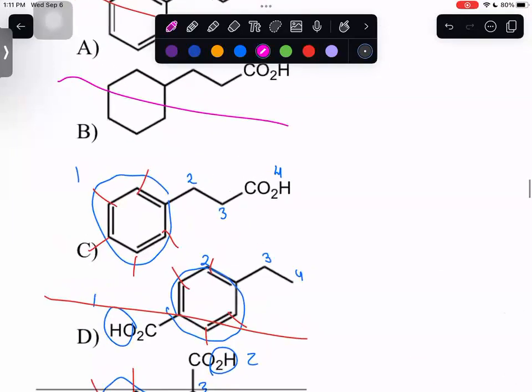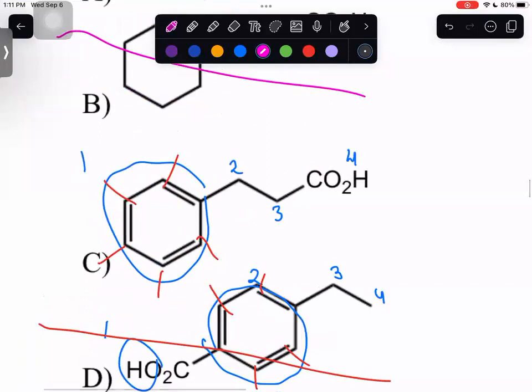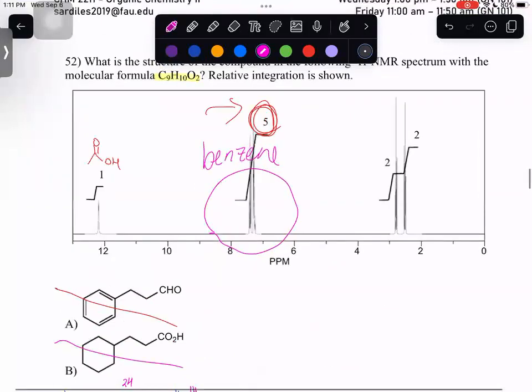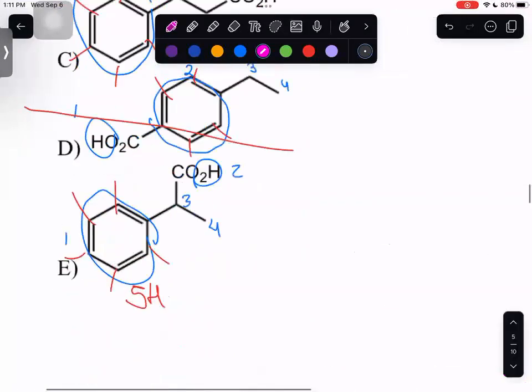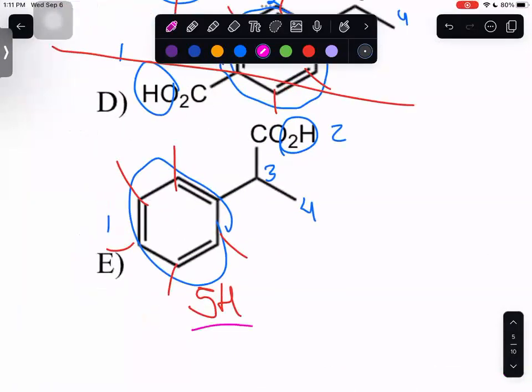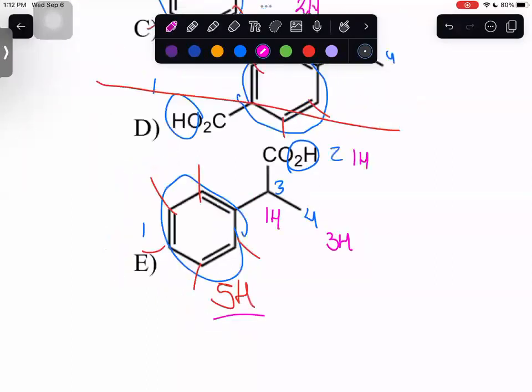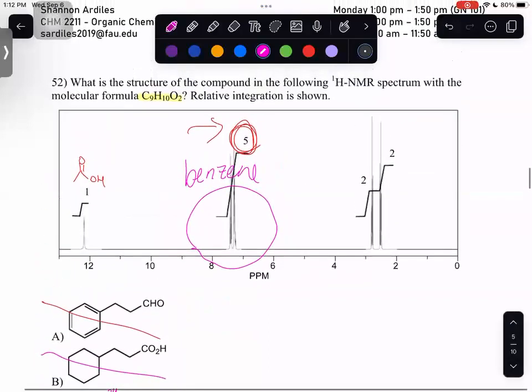Let's see what happens. For C, in signal 2, we have 2 hydrogens, signal 3 the same. And the very last one is just 1. So far, every single number is matching the integration that we're shown there. And then let's do the same with E. We have 5H, 1H, another 1H, and then we have 3H. So we can see that the integrations don't really match. So that's why E wouldn't be the answer, and that's why you're gonna be working with integration.